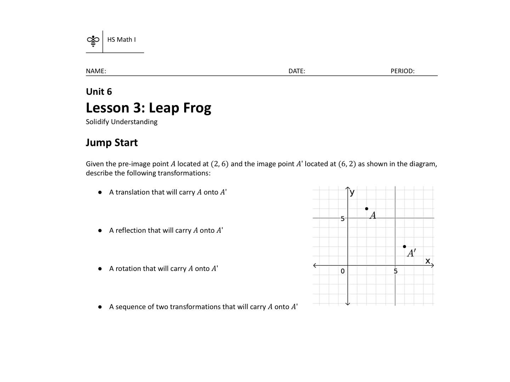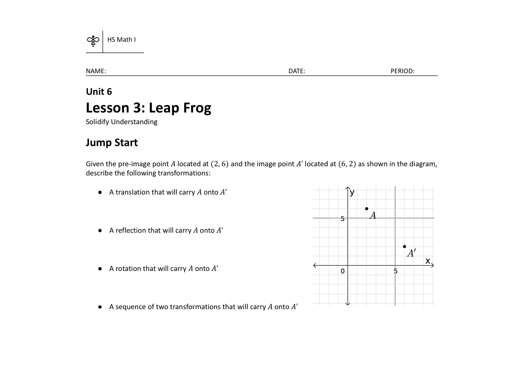This is the video notes for Unit 6, Lesson 3, Leapfrog, a Solidify Understanding lesson. It starts off with a jump start where we have 2 points, A and A prime, and we need to describe the following translations, how we went from A to A prime using a translation, a reflection, a rotation, or a sequence of 2 transformations. So let's go through this jump start and kind of show how we would list each of these transformations.